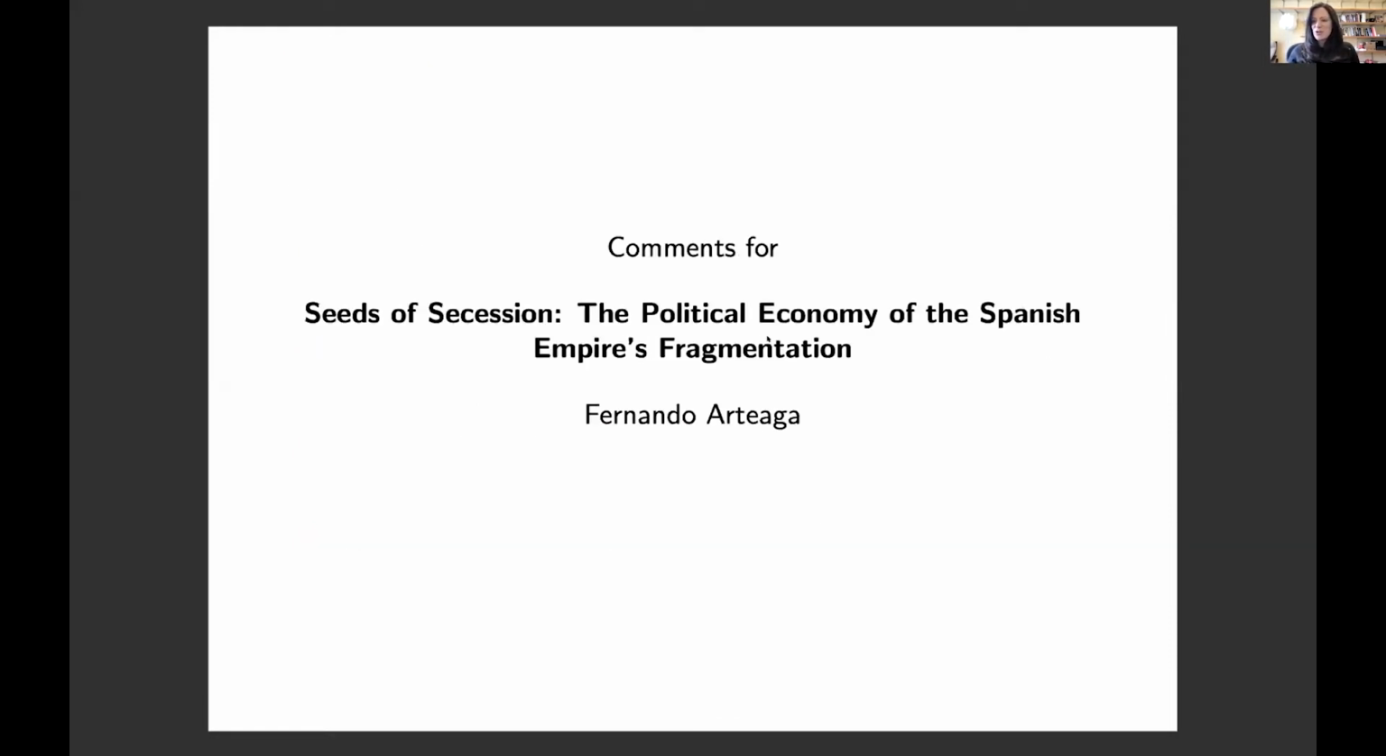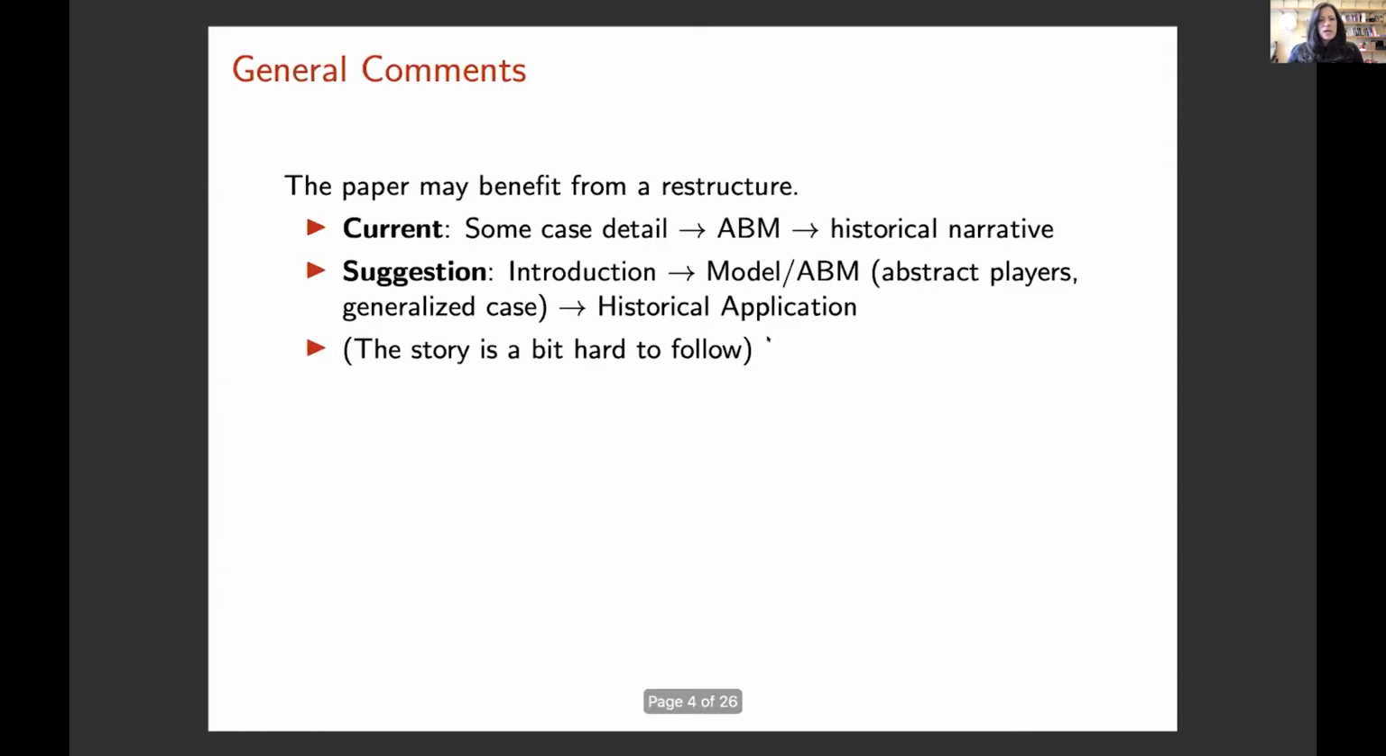Okay, so first to start with Fernando's paper. I actually think from a macro perspective, the paper might benefit from a restructure because the story is a bit hard to follow, I think, because you're tackling a lot of different things. And the current framing of the paper is some case detail about Spain and the colonies in New Spain, and then the agent-based model, and then more case detail and the historical narrative. So I found it hard to find all of the pieces I needed to evaluate the argument and your empirical work.